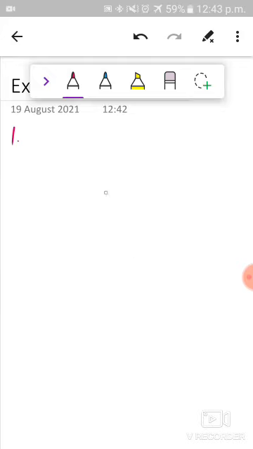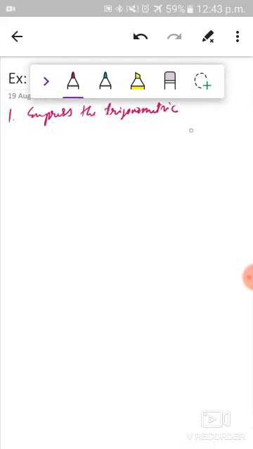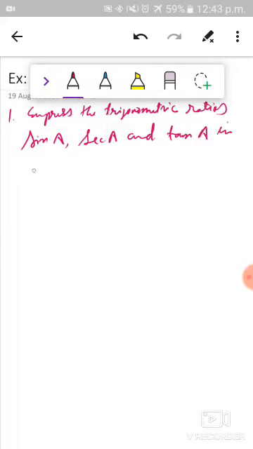Express the trigonometric ratios sin A, sec A and tan A in terms of cot A. Okay, so we need to write sin A in terms of cot A, sec A in terms of cot A and tan A in terms of cot A. Okay, so see how we are going to do it.